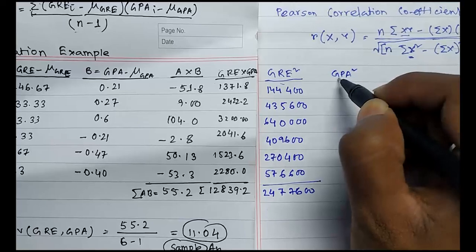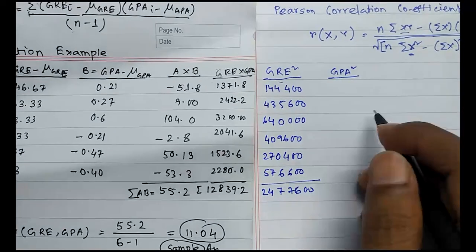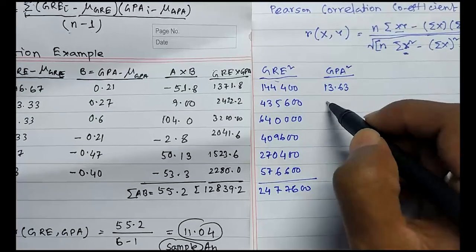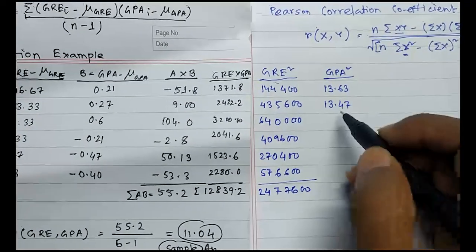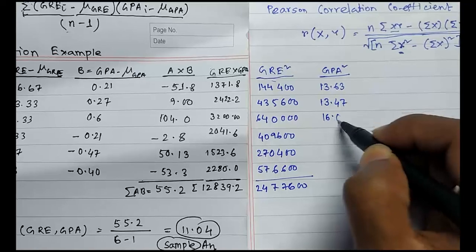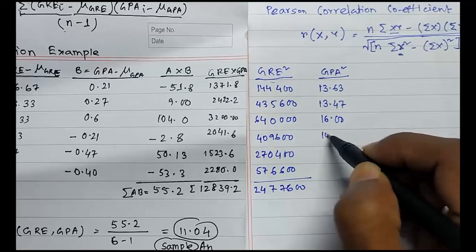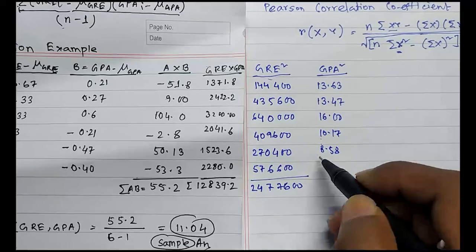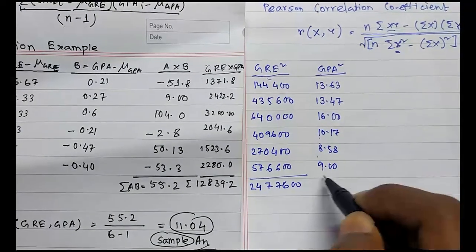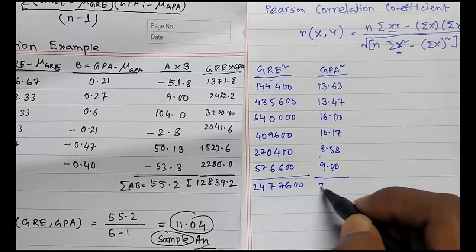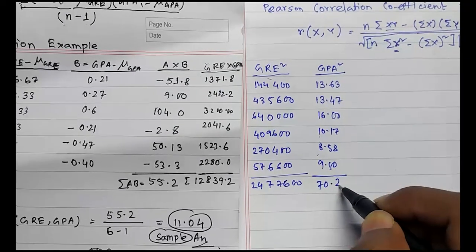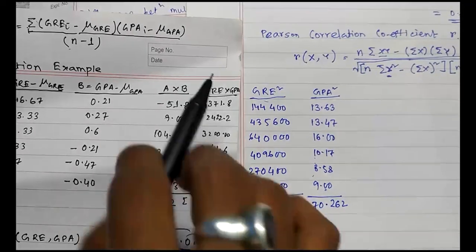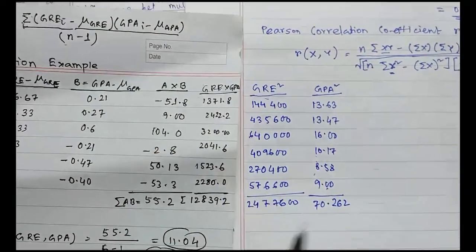Similarly, for GPA square also, I can find out the values as 13.63, 13.47, 16, 10.17, 8.58, and 9.00. The summation will be 70.262. So these are the two values that I needed, along with GRE into GPA.